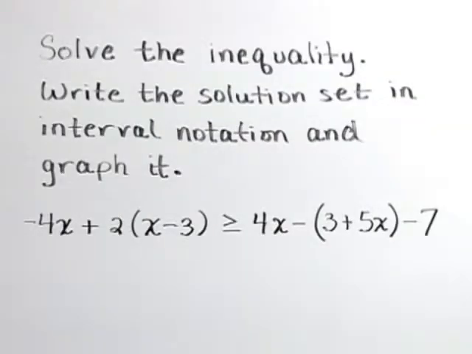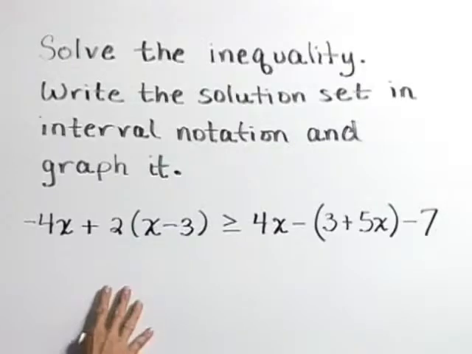Solve the inequality. Write the solution set in interval notation and graph it. Negative 4x plus 2 times, in parentheses, x minus 3 is greater than or equal to 4x minus, in parentheses, 3 plus 5x minus the number 7.